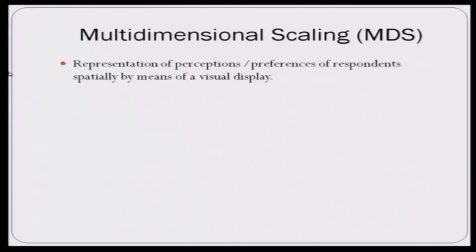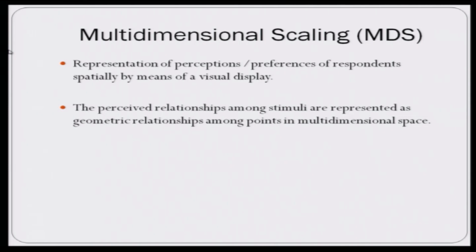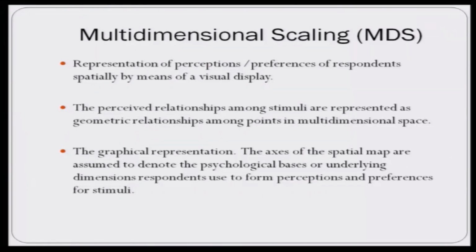The last technique that I am going to talk about is multidimensional scaling, and in multidimensional scaling we capture the respondent's perception or their preferences to represent them especially by means of visual display. The perceived relationships among stimuli are represented as geometric relationships among points in the multidimensional space, and the graphical representation of these relationships is explained in visual display form in the spatial space. The axes of the spatial map are assumed to denote the psychological basis or underlying dimensions respondents use to form perceptions and preferences for stimuli.